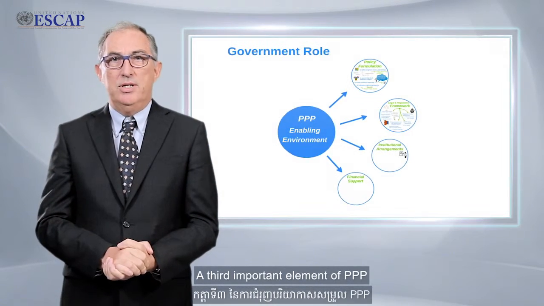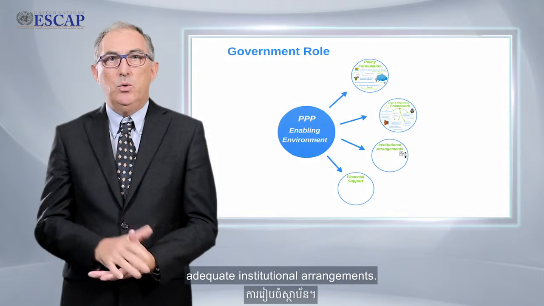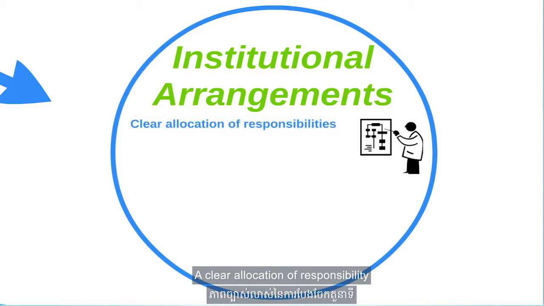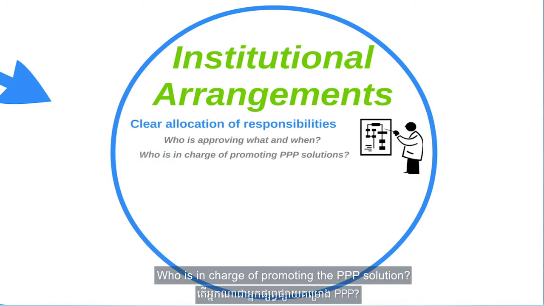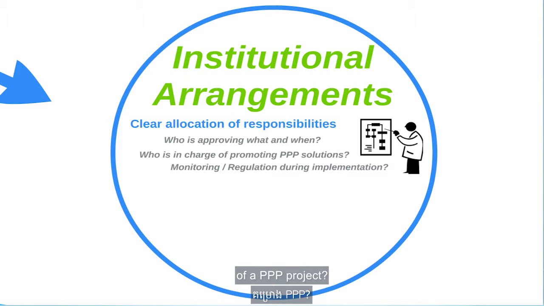A third important element of PPP enabling environments regards adequate institutional arrangements. A clear allocation of responsibility is required to implement a policy. Who is approving what and when? Who is in charge of promoting the PPP solution? Who will be taking care of monitoring and regulation during the implementation of a PPP project?